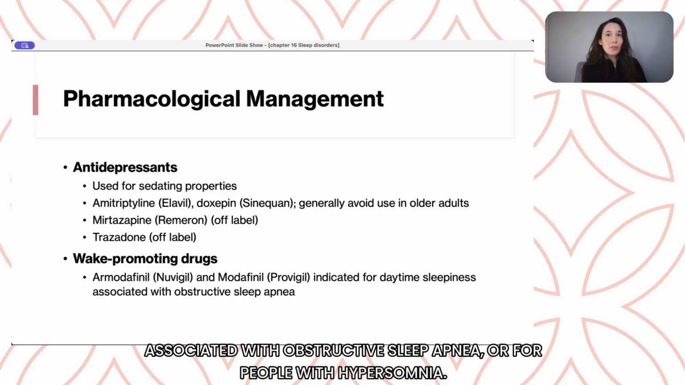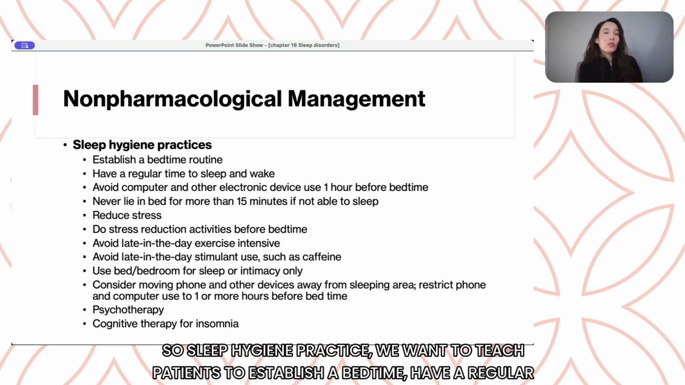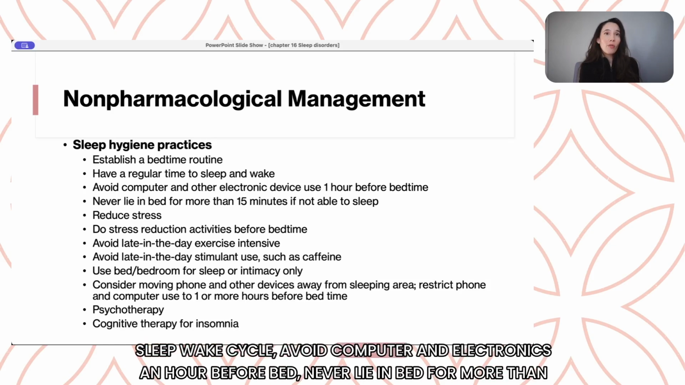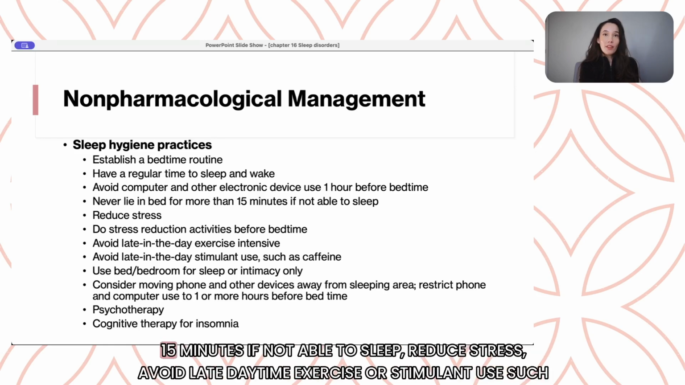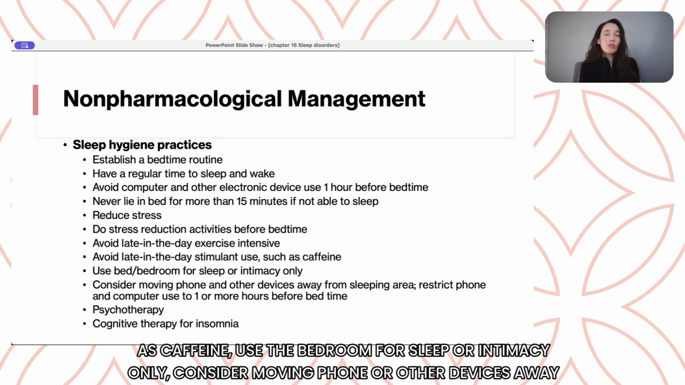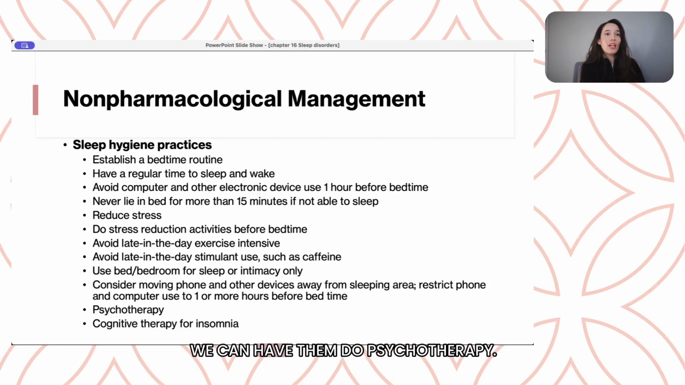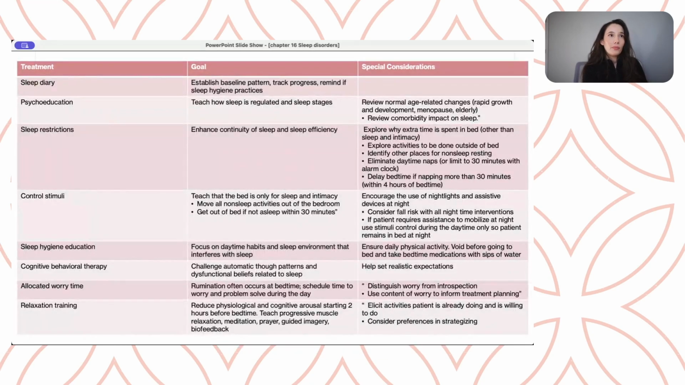for people with hypersomnia. For sleep hygiene practice, we want to teach patients to establish a bedtime, have a regular sleep-wake cycle, avoid computers and electronics an hour before bed, and never lie in bed for more than 15 minutes if not able to sleep. Reduce stress, avoid late daytime exercise or stimulant use, such as caffeine. Use the bedroom for sleep or intimacy only. Consider moving phone or other devices away from the bed area. We can have them do psychotherapy or cognitive therapy for insomnia.